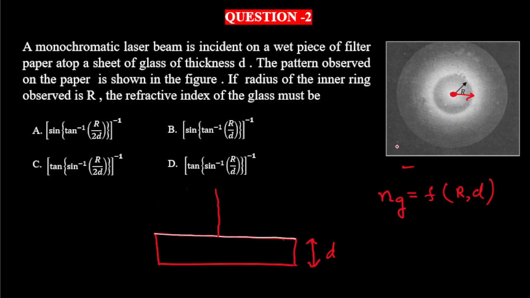I hope what has been asked in this question is clear to everyone. Let's try to understand how this pattern will form on the paper. This pattern will form not because of any kind of interference as it forms in the Newton rings experiment or in Fabry-Perot interferometry. Here this pattern will be formed because of total internal reflection. So to understand that, first we have to understand the concept of total internal reflection.